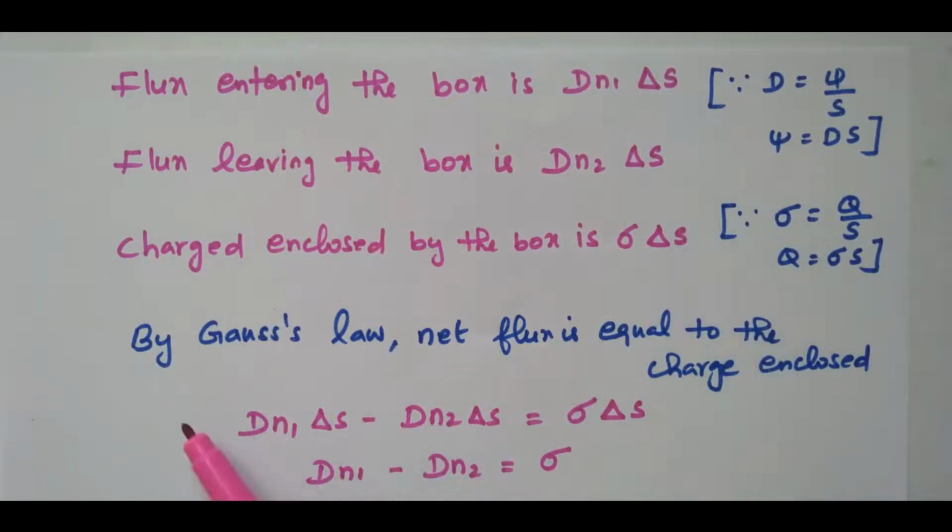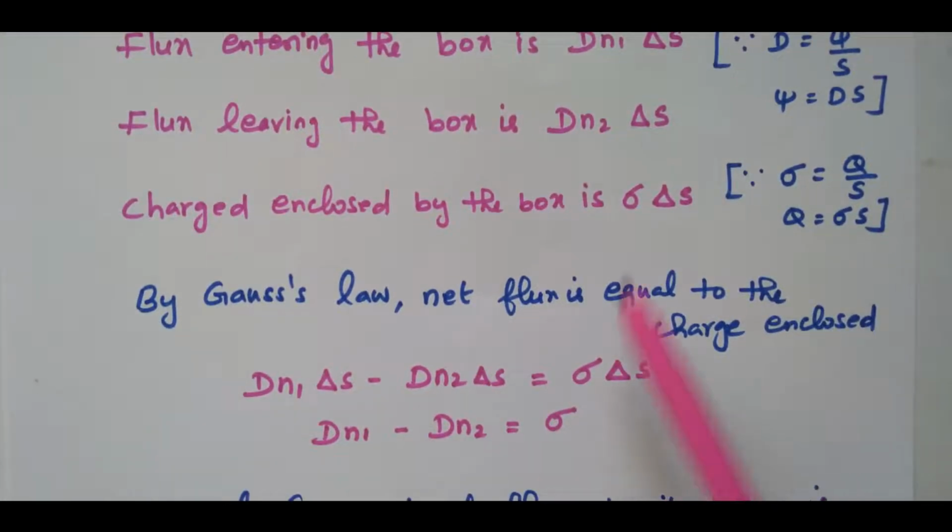So what is Gauss law? Net flux is equal to the charge enclosed. What is net flux? Net flux means the difference between these two. dN1 delta S minus dN2 delta S equal to sigma into delta S. This is the net flux: flux entering minus flux leaving equals charge. The delta S is common, so we can cancel it. So dN1 minus dN2 equal to sigma.